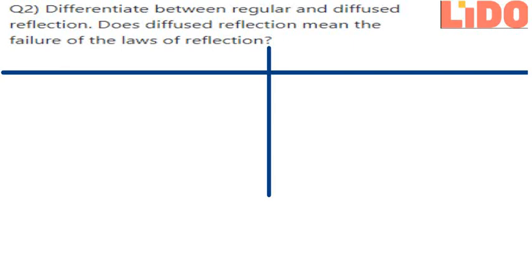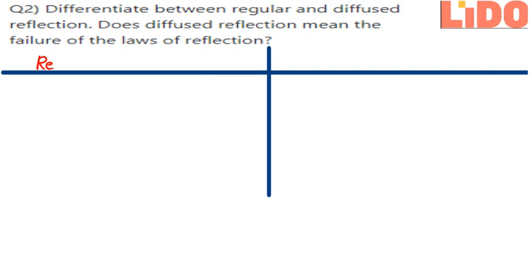In today's class, we are going to be doing a science problem. So let's begin with the question. The question here is, differentiate between regular and diffused reflection. Does diffused reflection mean the failure of the law of reflection? So to this question, we have two parts. Let's begin with the first part of the question. The first part is to differentiate regular and diffused reflection. So I am differentiating regular and diffused reflection.